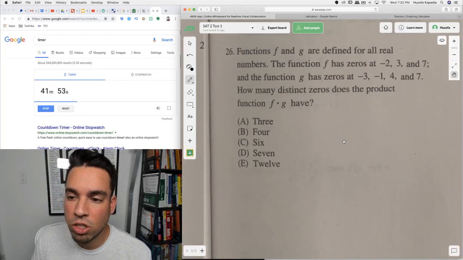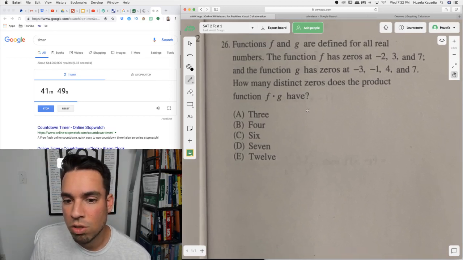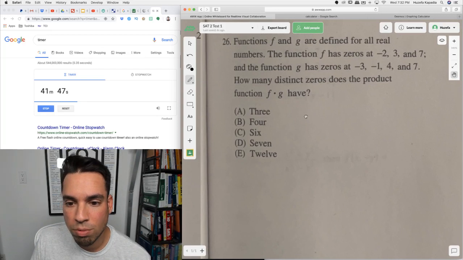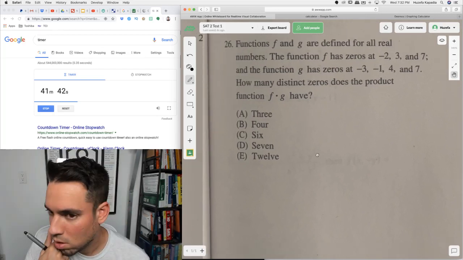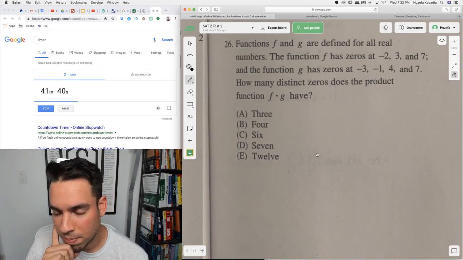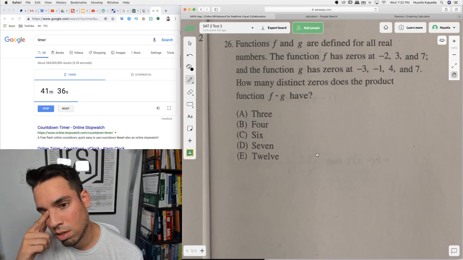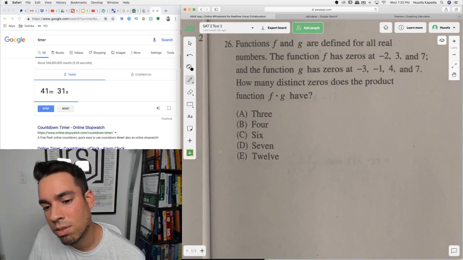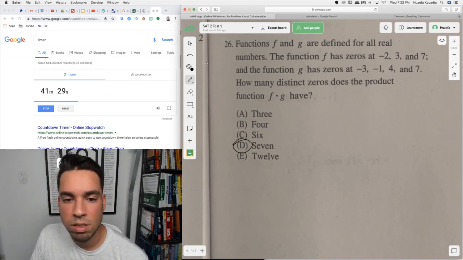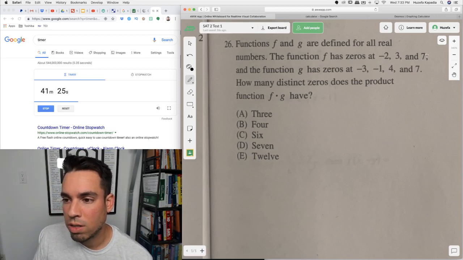Next, functions f and g are defined for all real numbers. The function f has zeros at -2, 3, and 7. The function g has zeros at blah, blah, blah. How many distinct zeros does the product of the functions have? Oh, what? Okay, this is an interesting one. So we have zeros there, and we have zeros there. Is there a rule for this? Hold on. I feel like it's 7, but that seems so simple. That seems so easy. Oh, no, because they overlap.